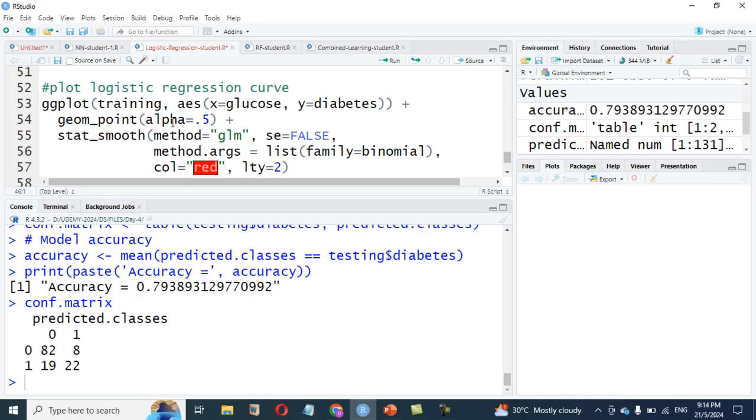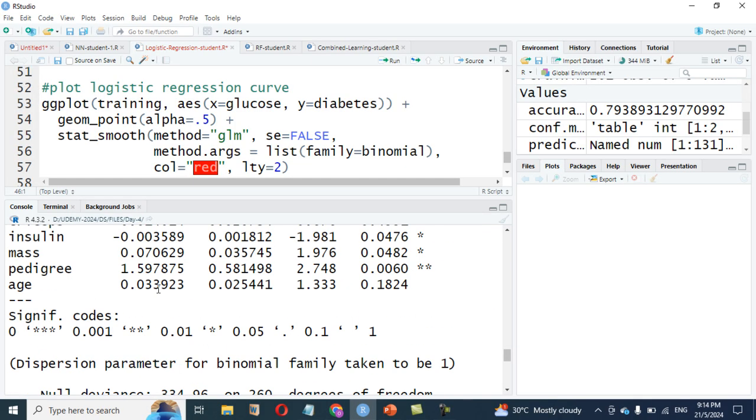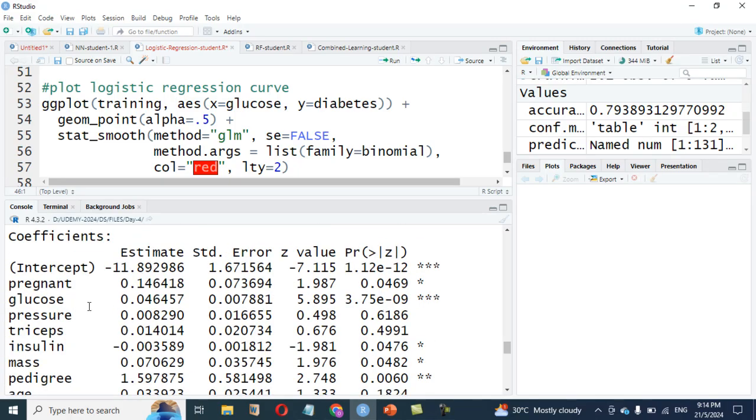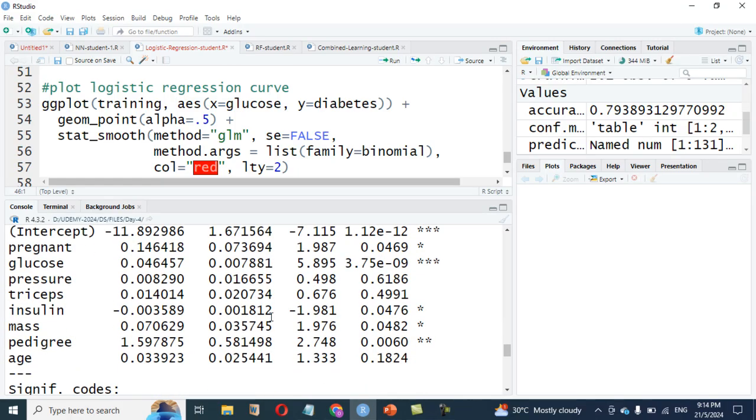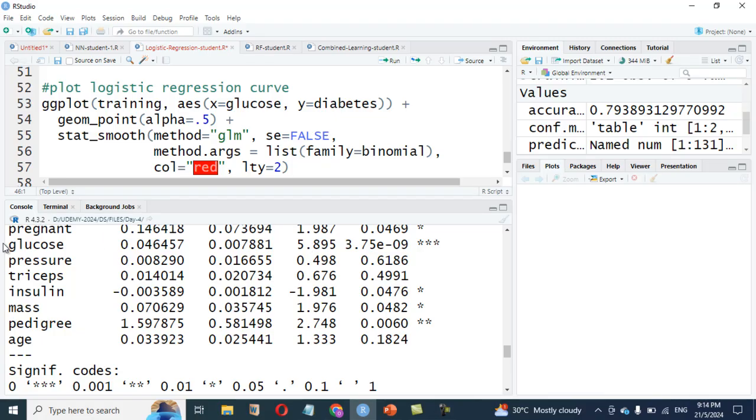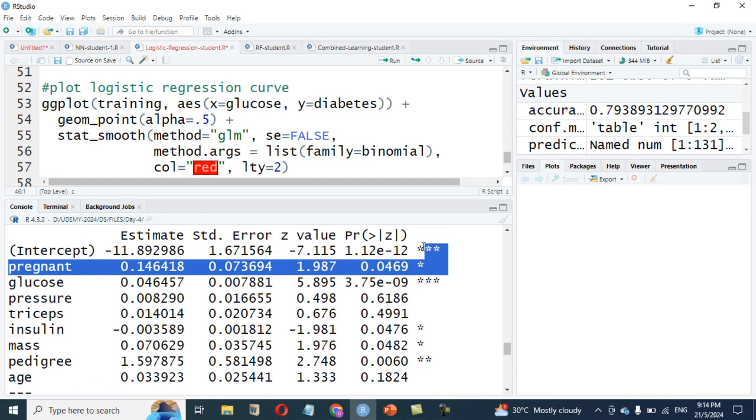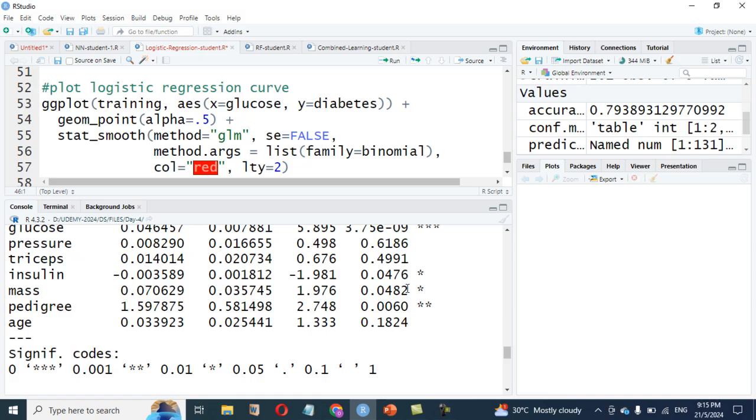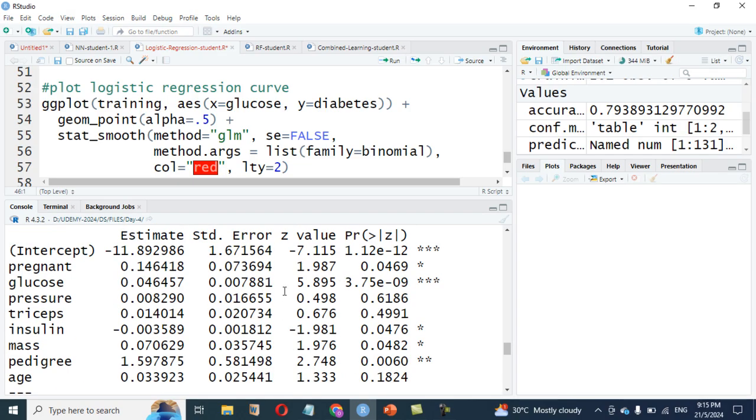Now, looking at our result here, you see that the one with the highest significance available here is glucose. So it means it will demonstrate a better chart for us. It will show us a better curve of that logistic regression. We can also plot a curve of the others, but they will not give us a better curve, because you can see that they are not contributing much.